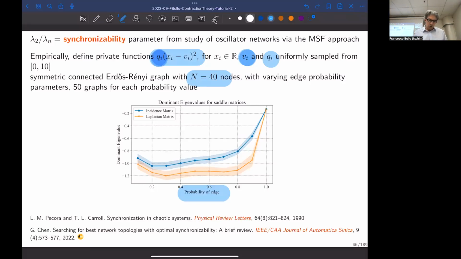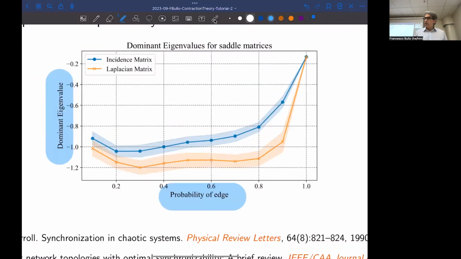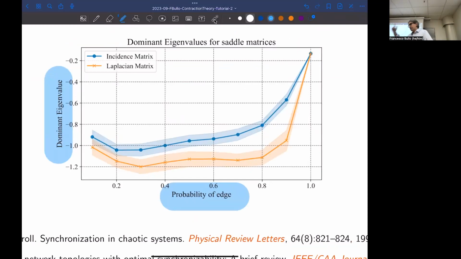And what do you plot? The dominant eigenvalue, or the spectral abscissa, of, in blue, the incidence-based primal-dual matrix, and in orange the Laplacian-based primal-dual matrix. Does that make sense? The dominant eigenvalue is negative, but the contraction rate is minus the dominant eigenvalue, right? So they are negative. The good news is these quantities are negative, which is what you want, because you are hoping that the matrix is Hurwitz and you converge, right?